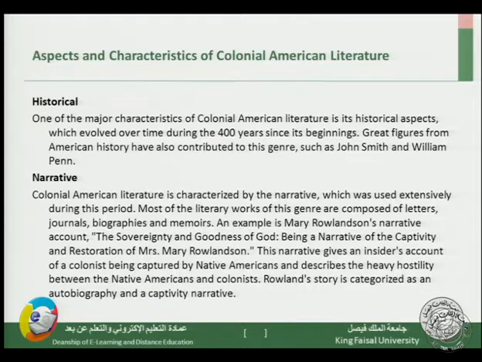Native Americans are the people who were originally living in the United States, or in America, before the settlers came from Europe and other parts of the world. In her account, she tells us about the heavy hostility between the Native Americans and the colonists. Rowlandson's story is categorized as an autobiography and a captivity narrative.